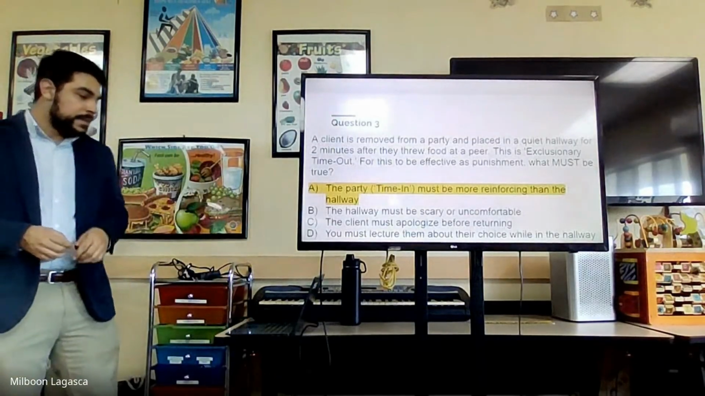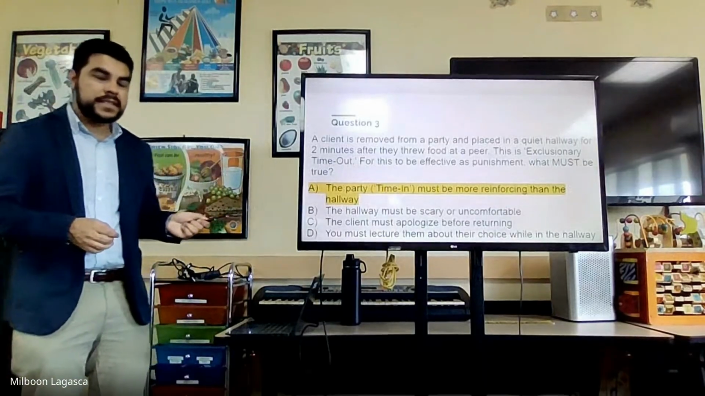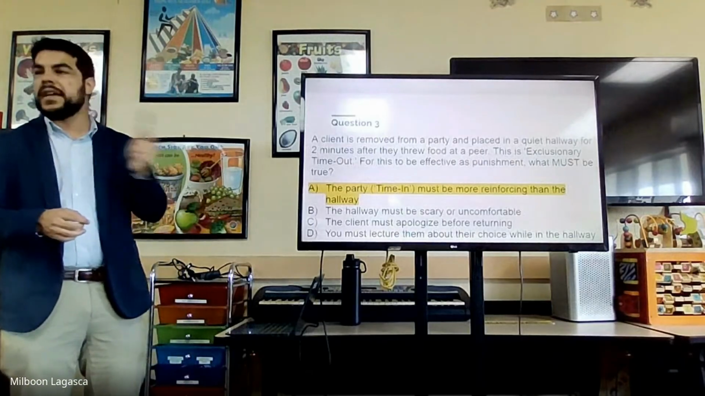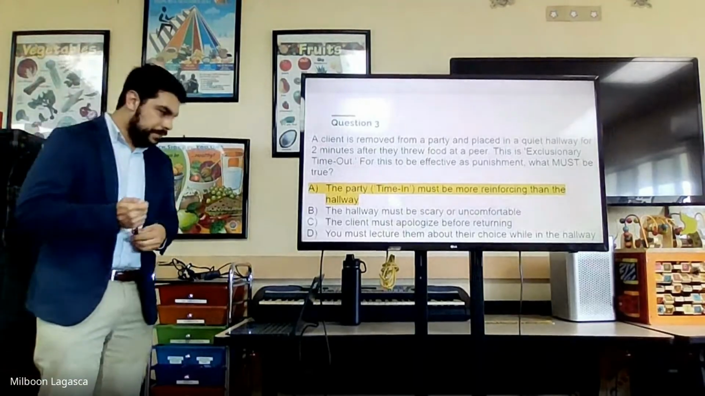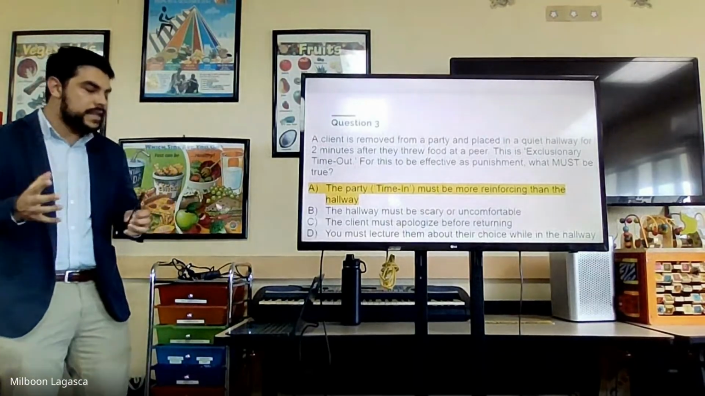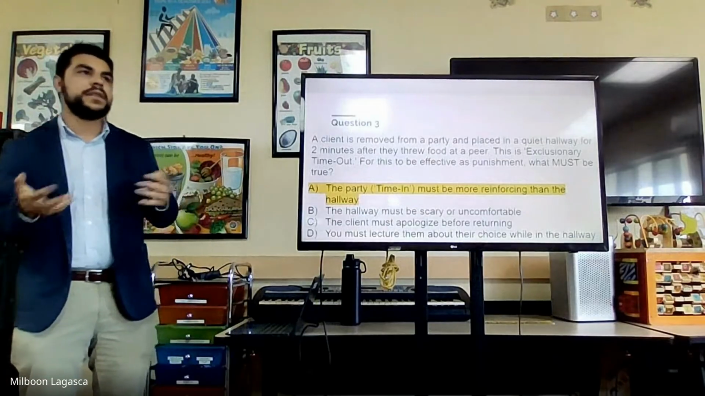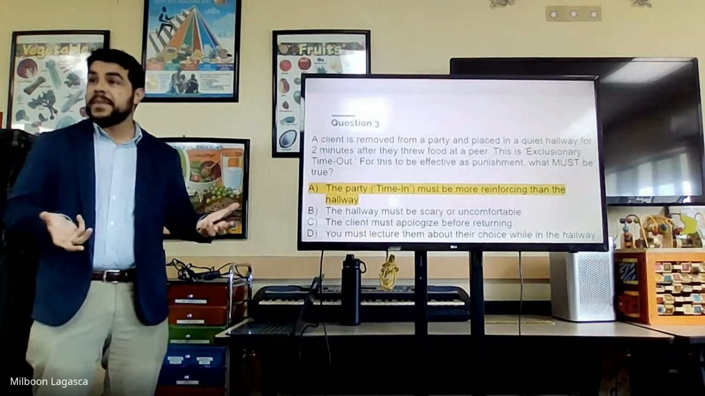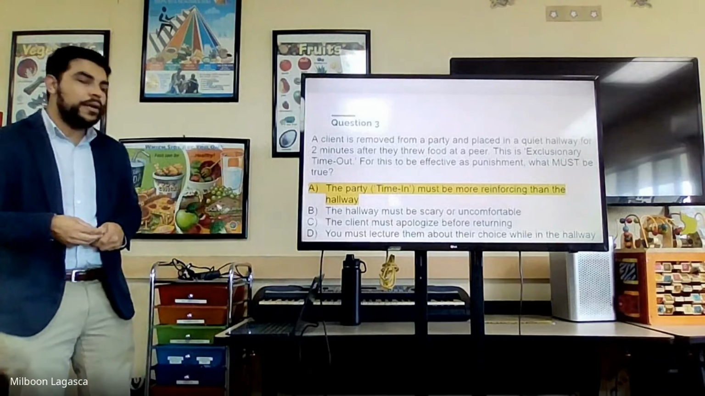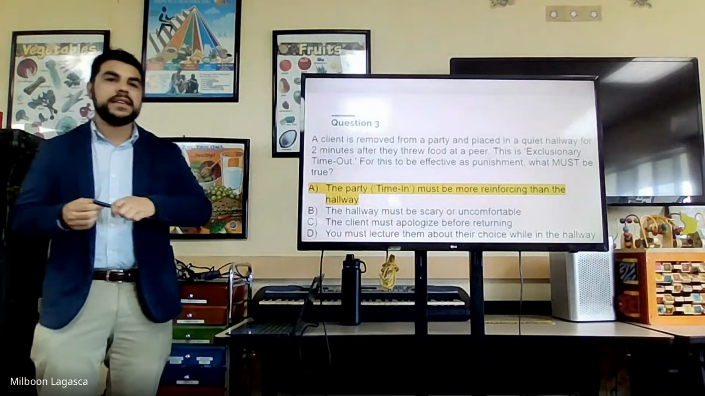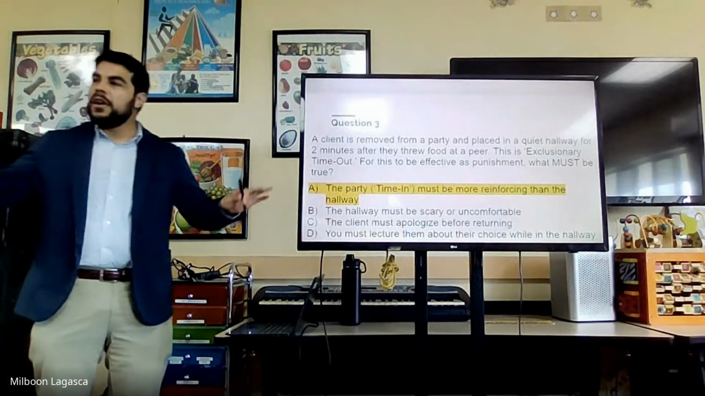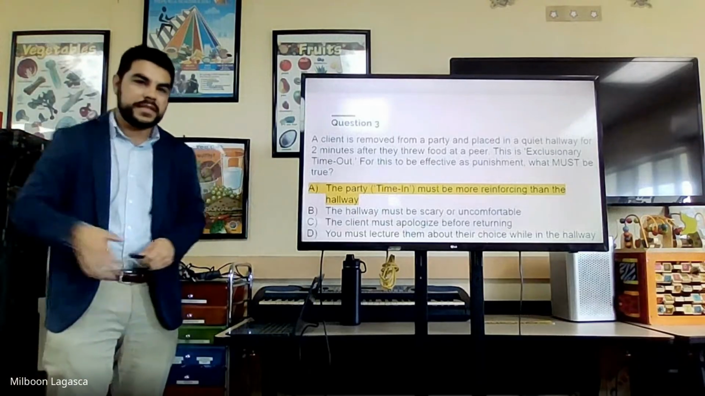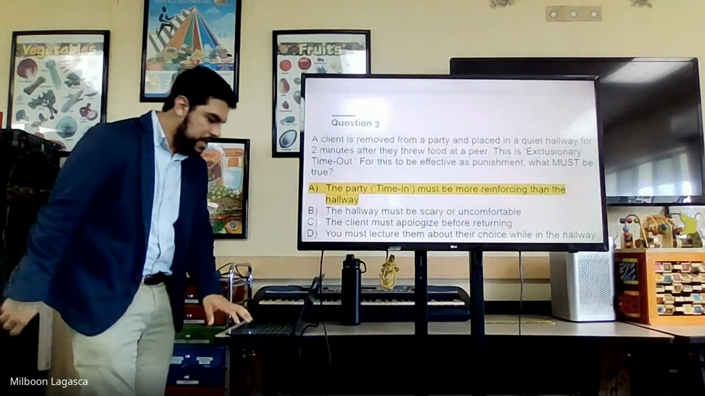If it isn't the case that being removed from the reinforcing environment to a punishing environment is the case, then we can only make two assumptions: it's either going to be the case that it's escape, negative reinforcement, or it has no effect on the behavior because the party and the hallway have no real differences in terms of punishment or reinforcement. They could both be considered neutral stimuli for all that matters.